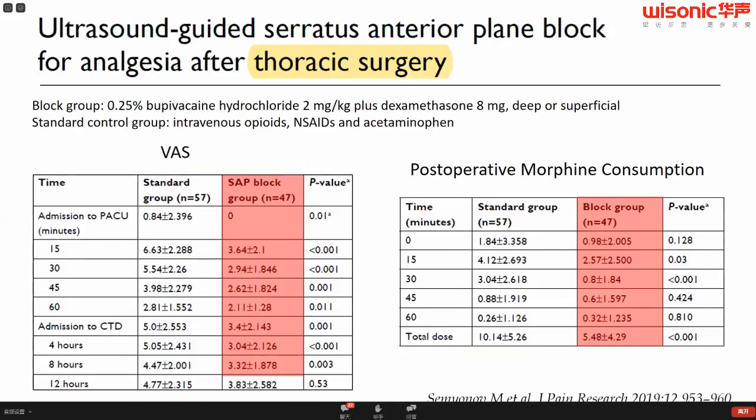And another study showing also that the serratus anterior plane block was very effective as an analgesic after thoracic surgery. Here, this SAP block was compared to standard IV opioids, and also the pain scores and the morphine consumption were lower in the SAP group.